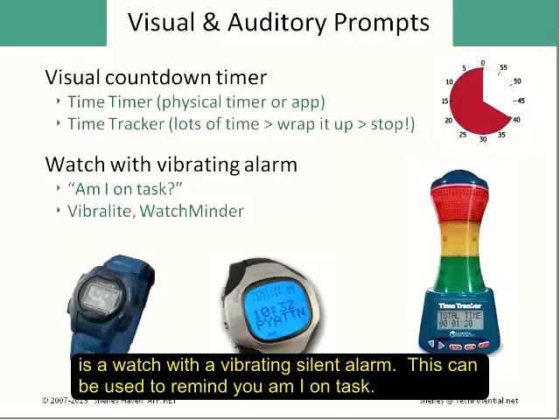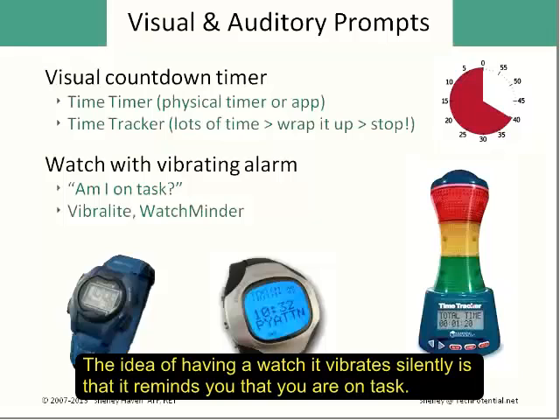Another tool that can also be helpful is a watch with a vibrating silent alarm. This can be used to just remind you, am I on task? In other words, having a watch that vibrates silently kicks you back in from getting zoned out and makes you say, oh, am I on task? I need to get back on task. Okay, so I'm going to move on.